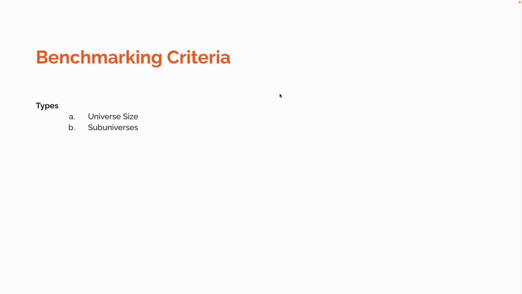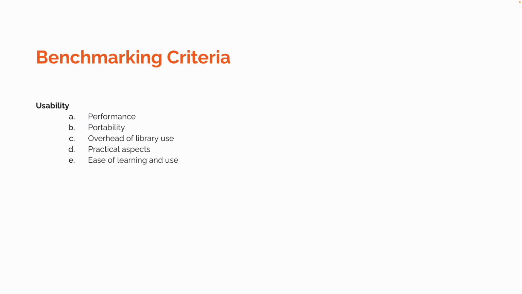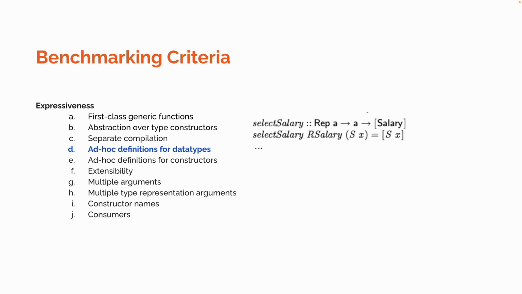Let's talk about the benchmarking criteria. So there are three main categories for the criteria. One is types, the second one is expressiveness, and the third one is usability. I'm going to talk through them one by one.